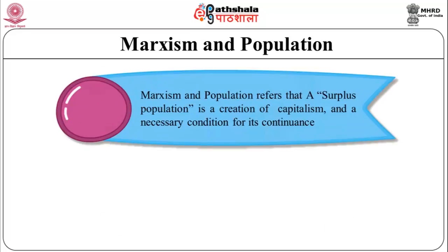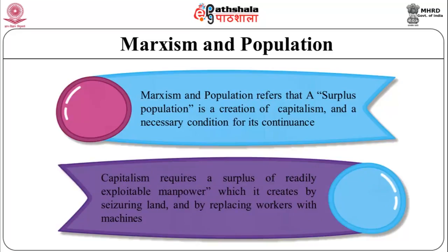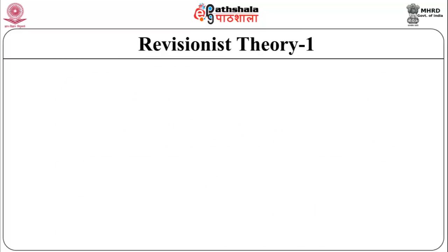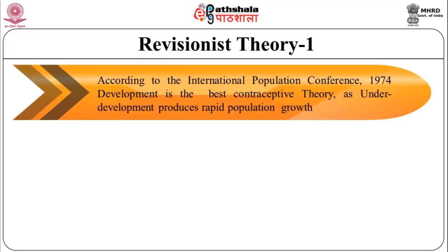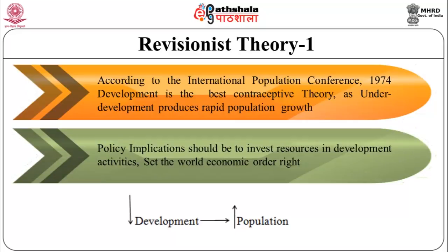Now, Marxism and population holds that a surplus population is a creation of capitalism and a necessary condition for its continuance. Capitalism requires a surplus of readily exploitable manpower, which it creates by seizing land and by replacing workers with machines. Now let us discuss revisionist theory 1. According to the International Population Conference 1974, development is the best contraceptive, as underdevelopment produces rapid population growth. Policy implications should be to invest resources in developmental activities and set the world economic order right.